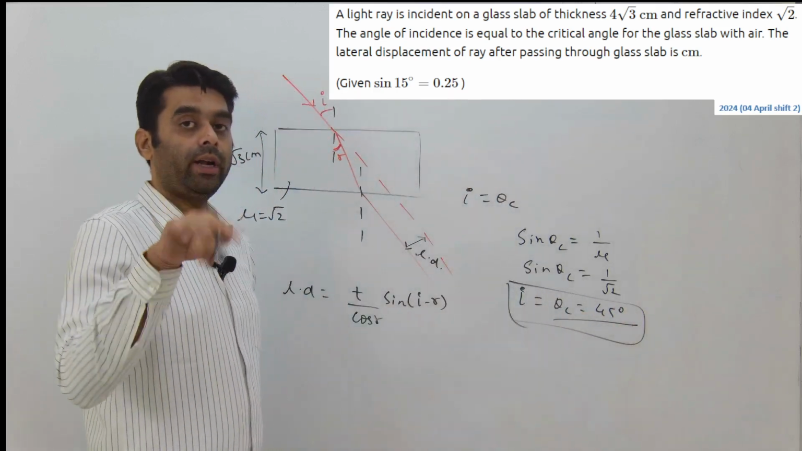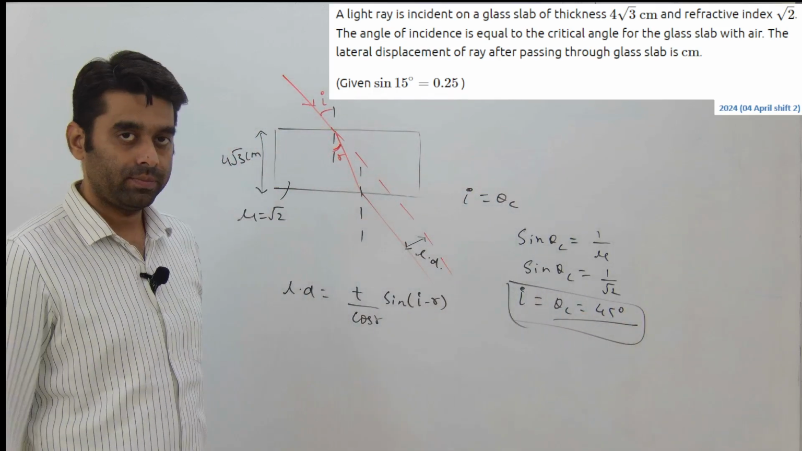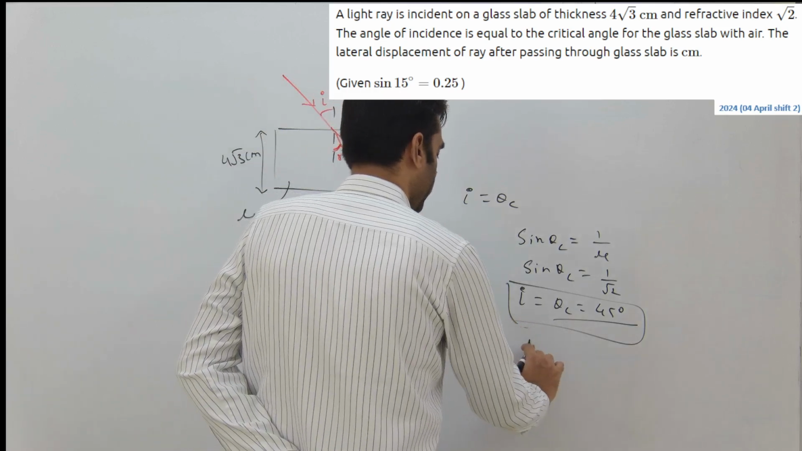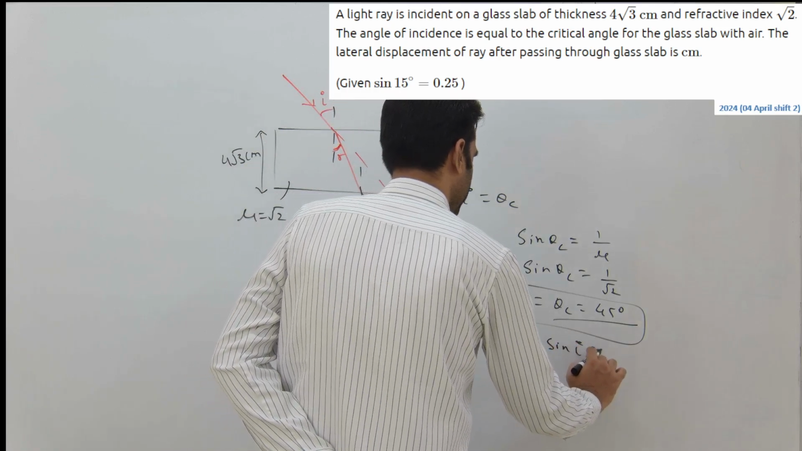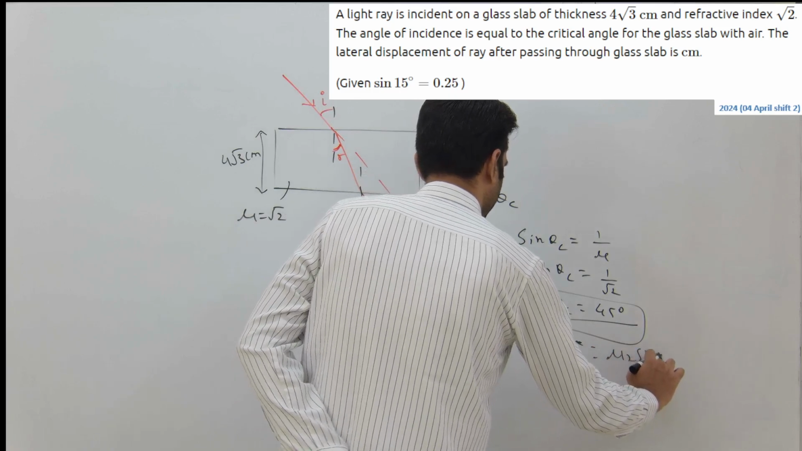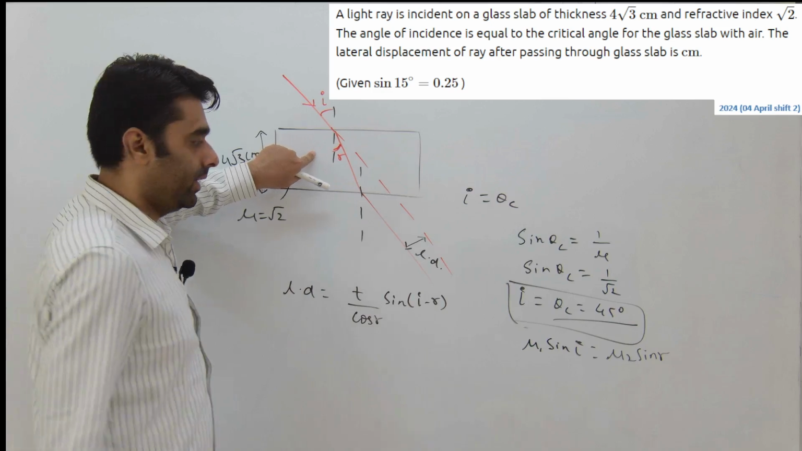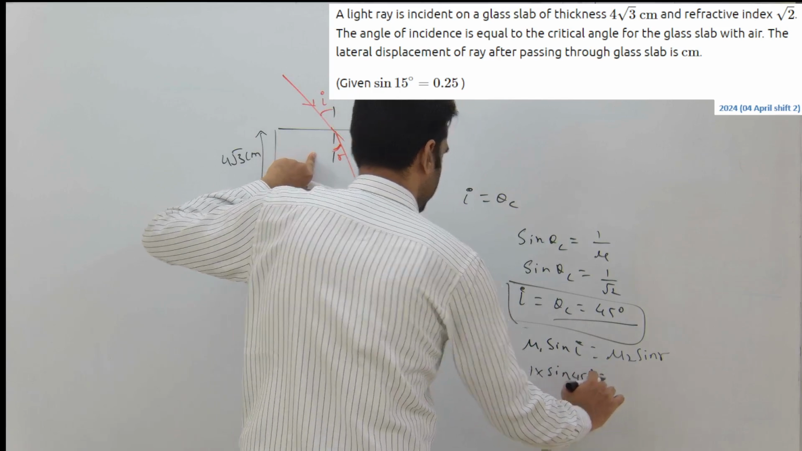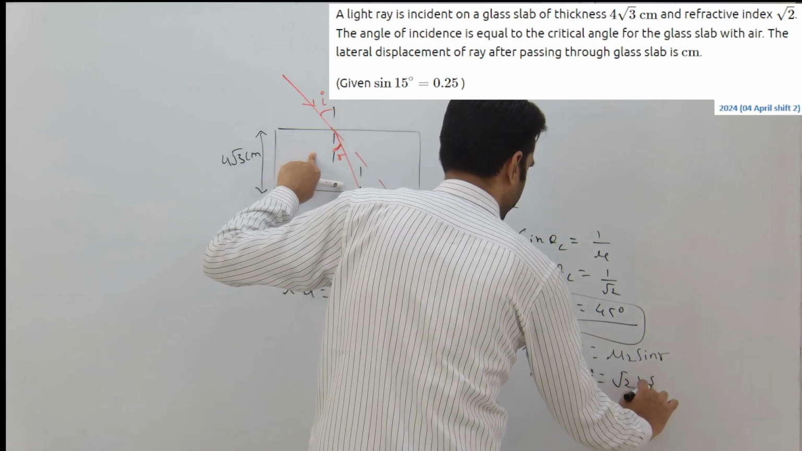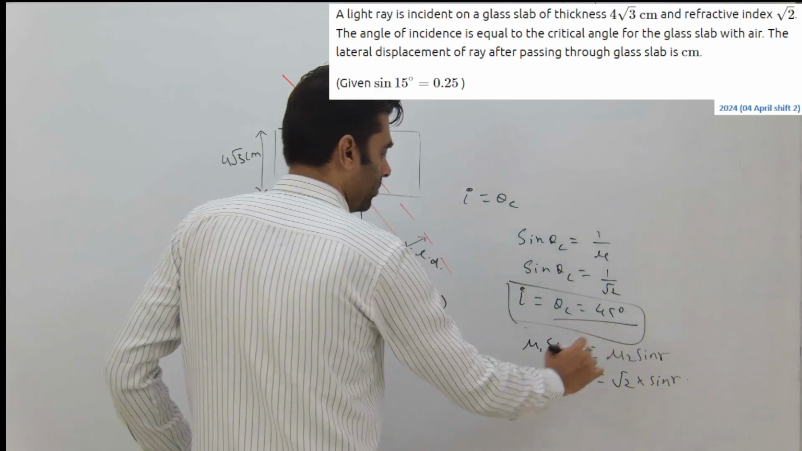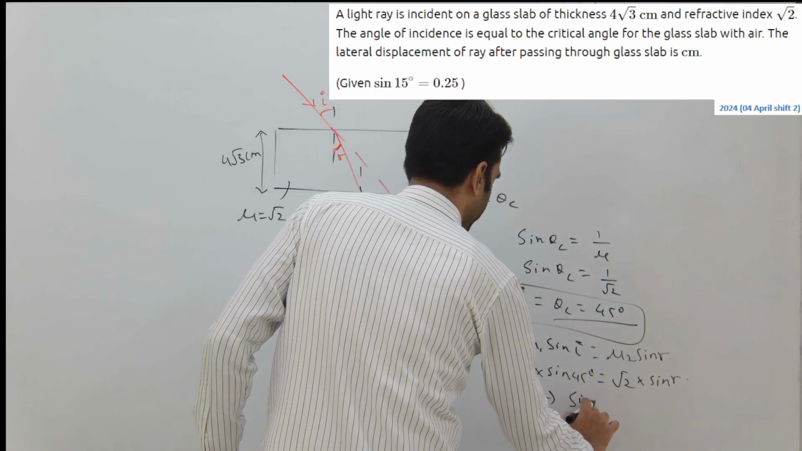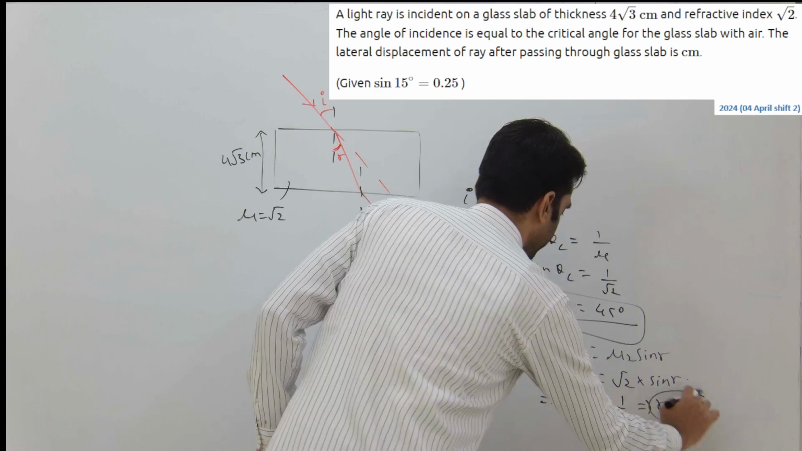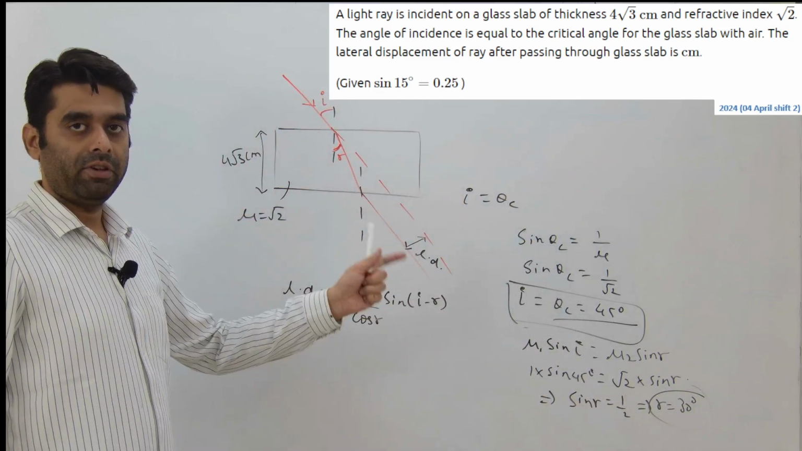Now we have to calculate R also, that is the angle of refraction. How will we calculate? Using Snell's law. Let's apply Snell's law over here. Mu1 sine I is equal to mu2 sine R. At this air-glass interface, 1 into sine 45 is equal to √2 into sine R. When you solve it, sine R comes out to be 1 by 2 and R value will be 30 degrees. R is 30 degrees. I we got, R we got.